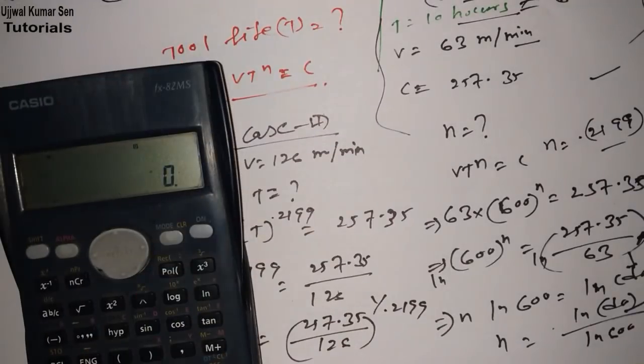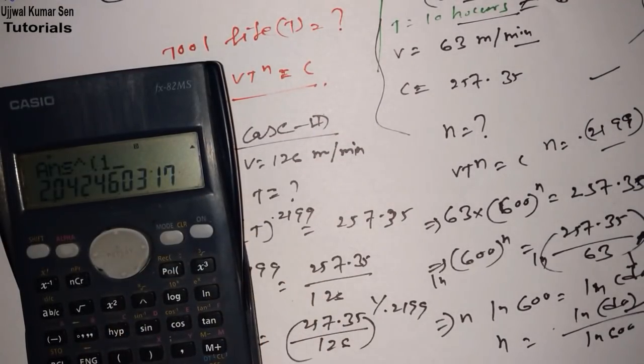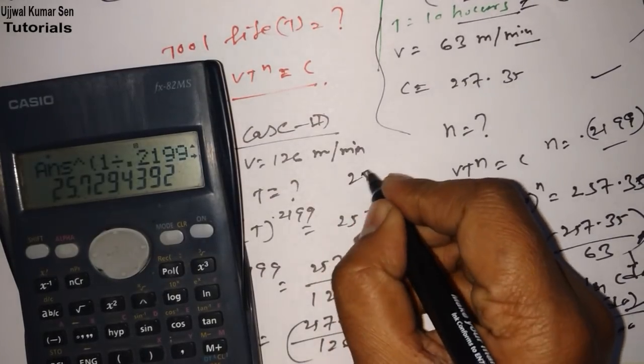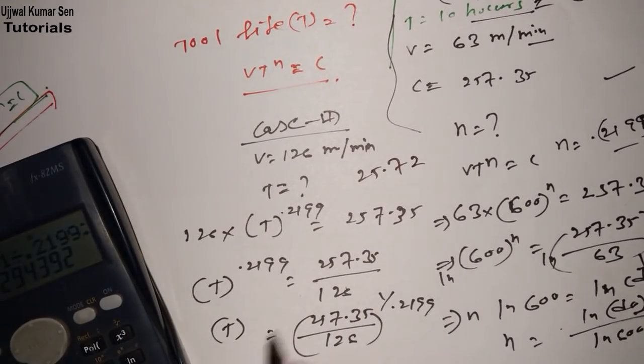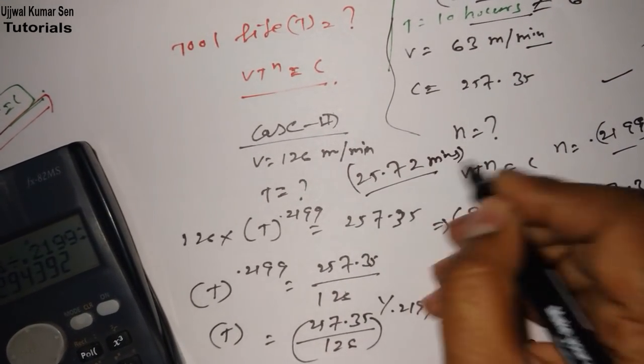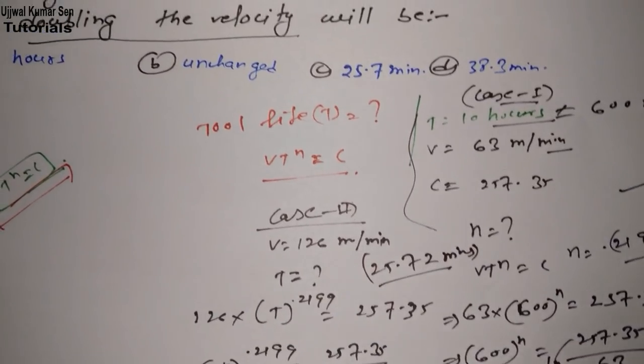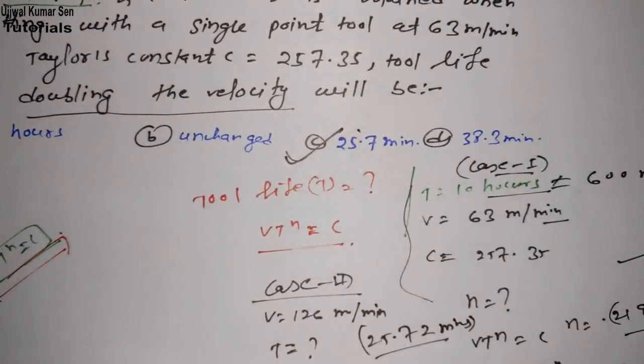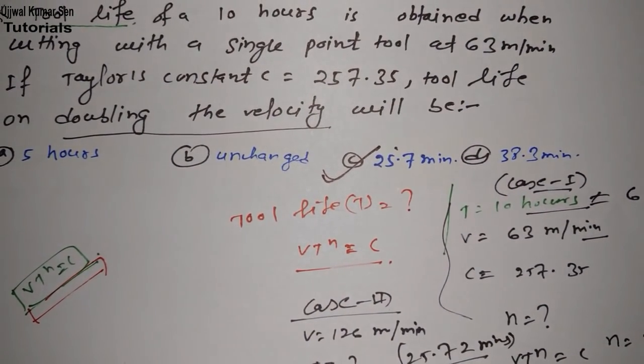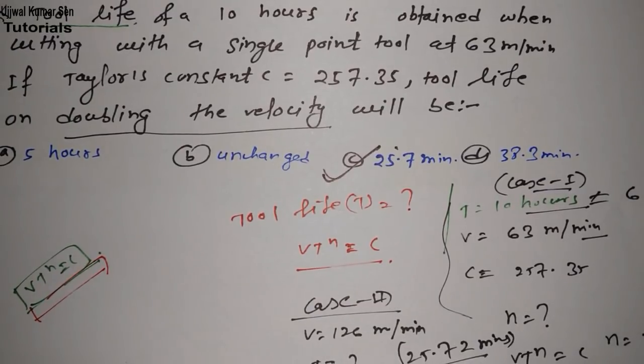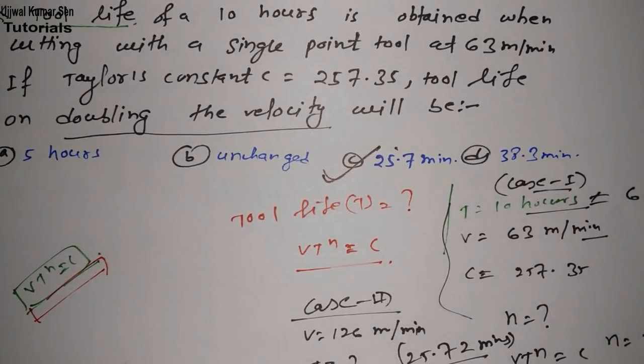So 257.35 by 126, to the power 1 divided by 0.2199. How much exactly are we getting here? 25.72. The tool life should be in minutes, so this is the tool life, 25.72. So the answer is C here. I hope you understand how I have solved this question. This is the way to solve such questions, and the first question is over.